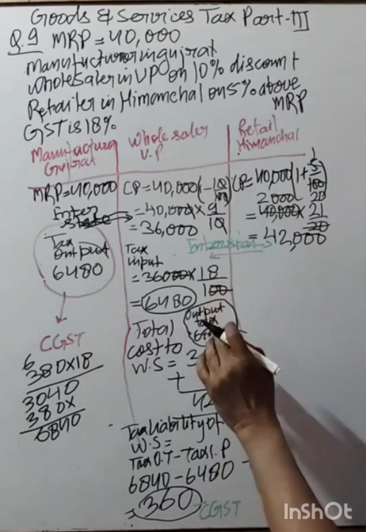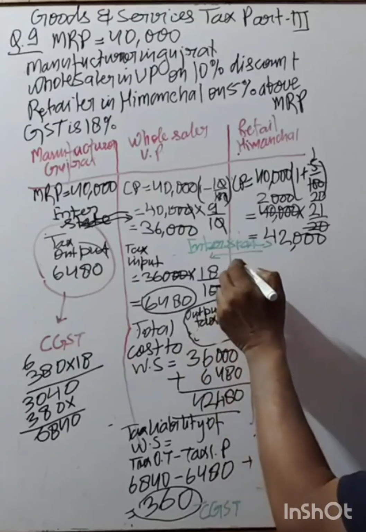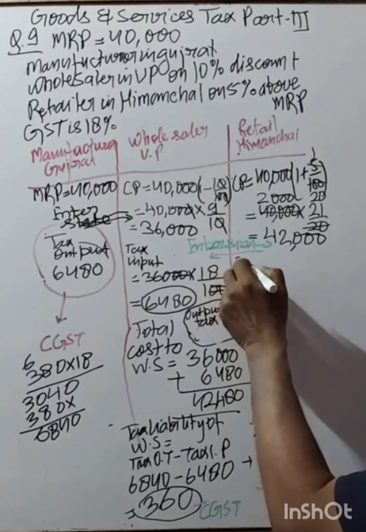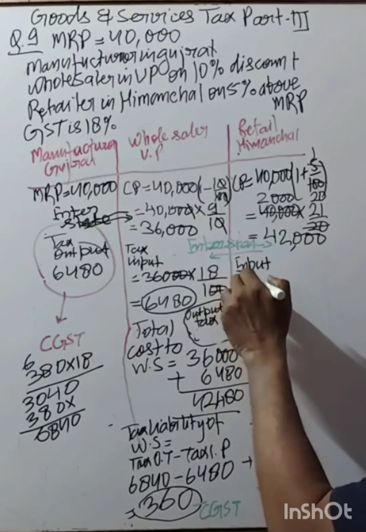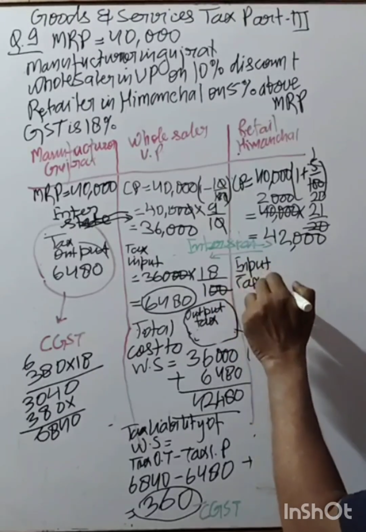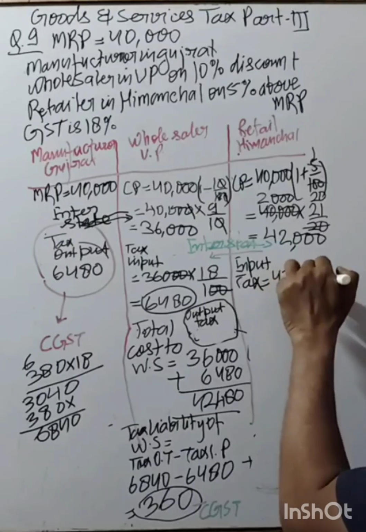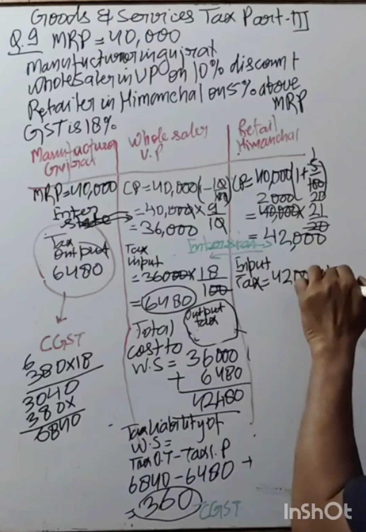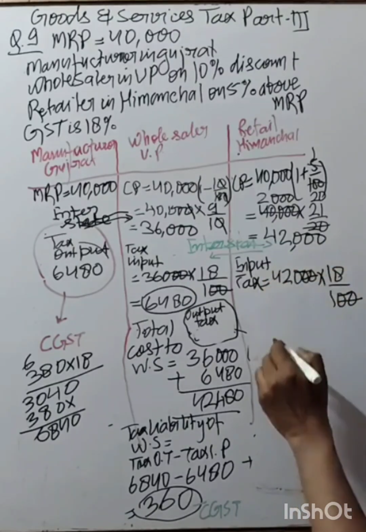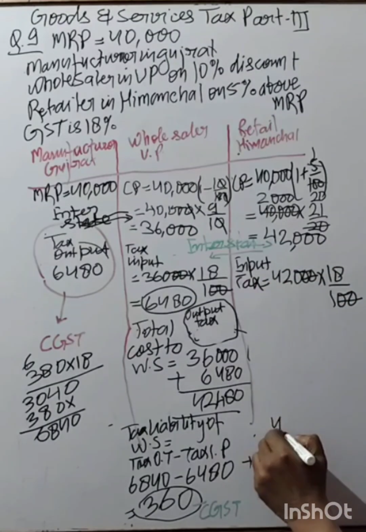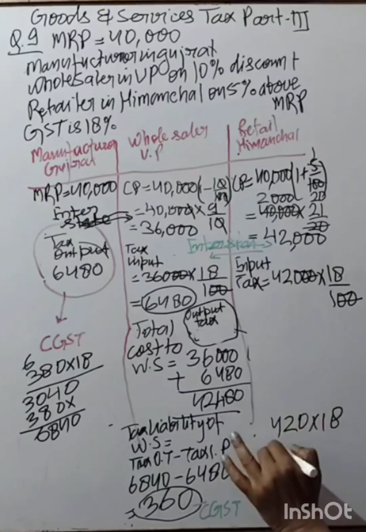So input tax is equal to 42,000 into 18 upon 100. So it is 420 into 18.